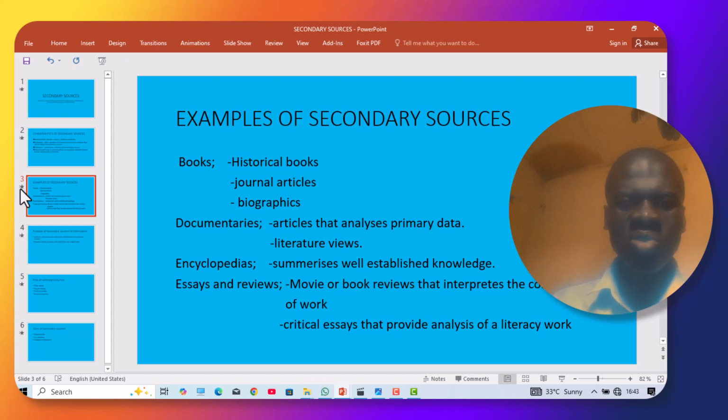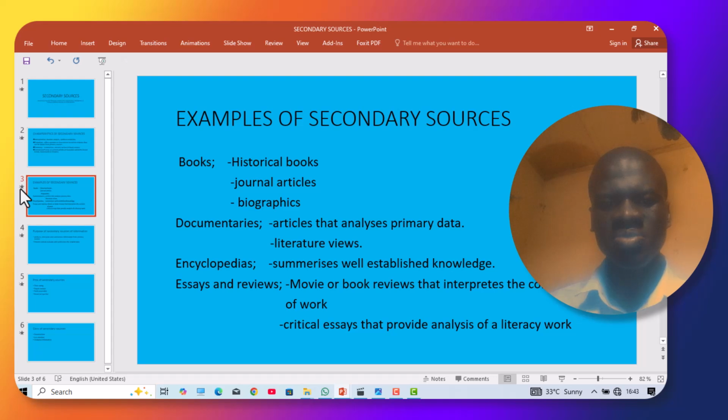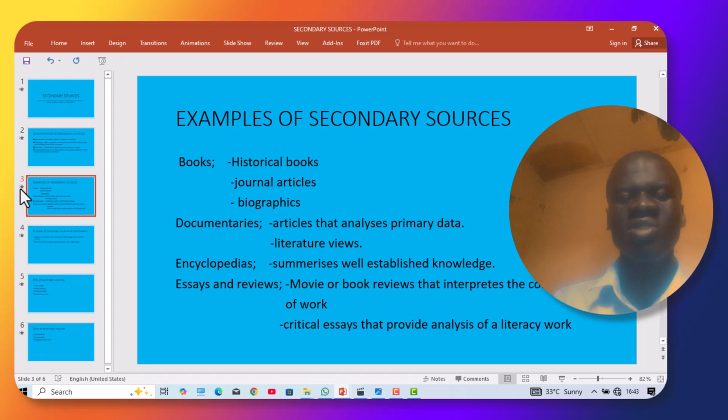Then another one is documentaries. There are articles that analyze primary data. Then we have literature reviews, talk of plays, where they summarize information from plays and novels. They make what we are calling documentaries. Then encyclopedias. They summarize well-established knowledge on that particular topic. So that is the next one.